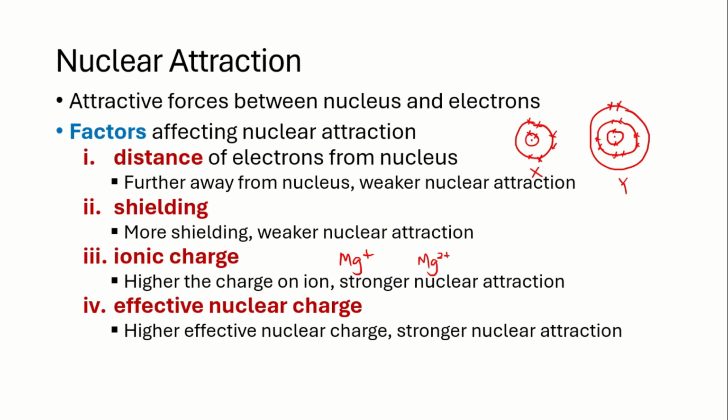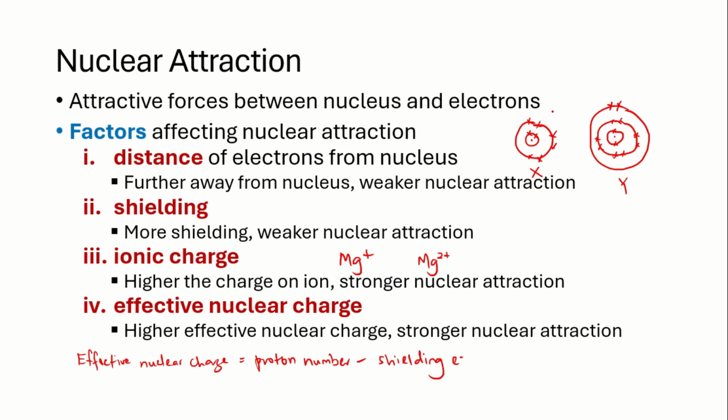The last factor that I'm going to talk about will be effective nuclear charge. Now this one we go back to atom X and Y again. Higher effective nuclear charge, stronger nuclear attraction. So what is effective nuclear charge? Effective nuclear charge is found by the following formula. The formula is effective nuclear charge equals proton number minus the shielding electrons.